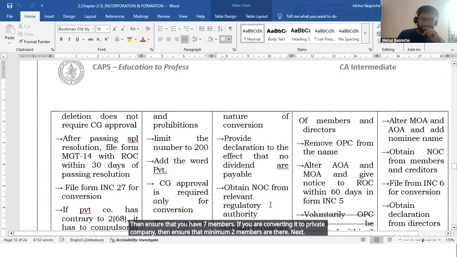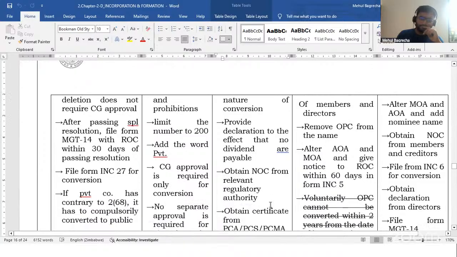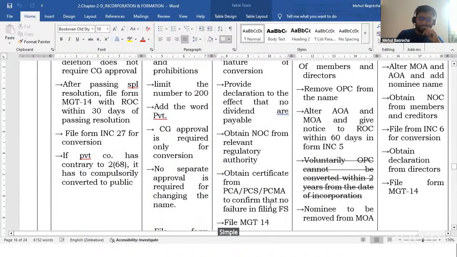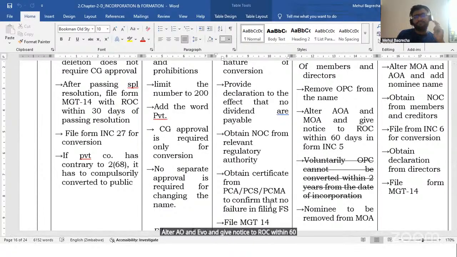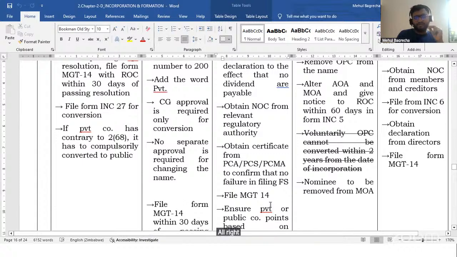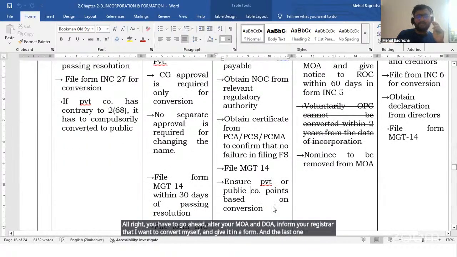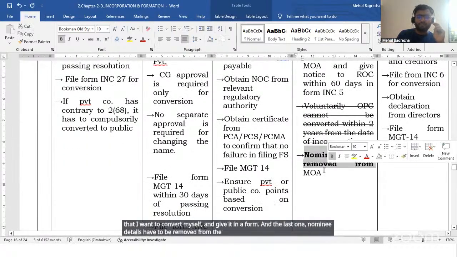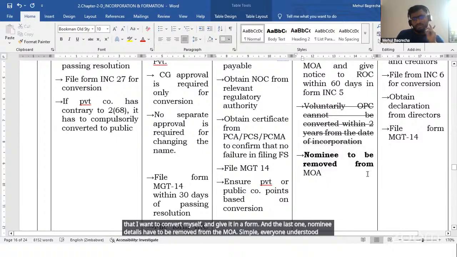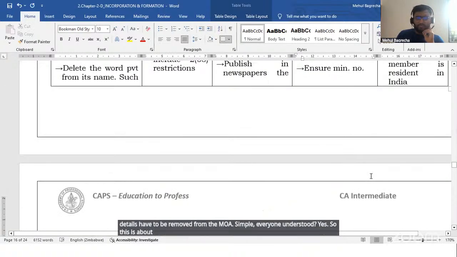Next. Remove OPC from the name. Simple. Next. Alter AOA and MOA and give notice to ROC within 60 days in Form INC 5. You have to alter your MOA and AOA, inform your registrar that you want to convert yourself, and give it in a form. And the last one, nominee details have to be removed from the MOA. Simple, everyone, understood? So this is about conversion of OPC to public company.